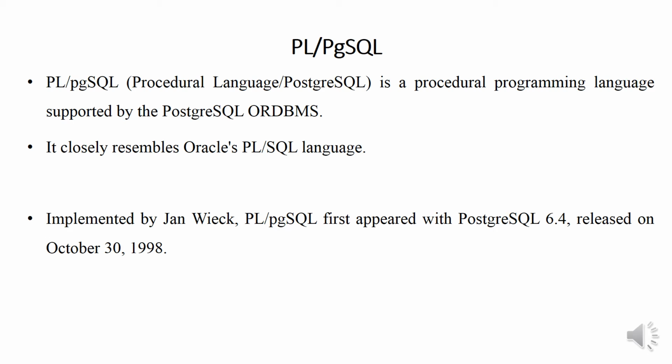So like SQL, the PgSQL or PLSQL works. It is a procedural programming language supported by PostgreSQL, ORDBMS. Students, you also very well know what is RDBMS, Relational Database Management System. It means relating the data with other data, or a table with another table. That is what a relational database management system is.